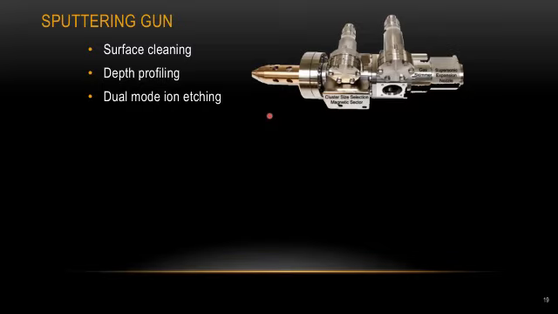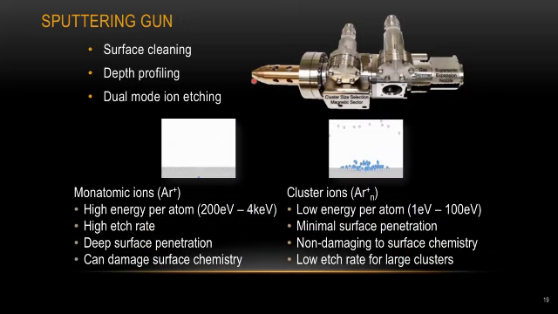For most modern XPS machines, the sputtering gun will have a dual-mode ion etching type. And most of the time, the etching will be using some kind of inert gas, and argon is the most common gas. So we just need to do some kind of physical bombardment on your sample. And the two types of etching will be either a monatomic ion source or a cluster ion source.